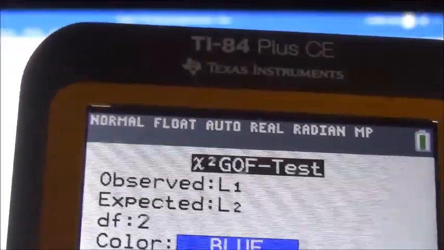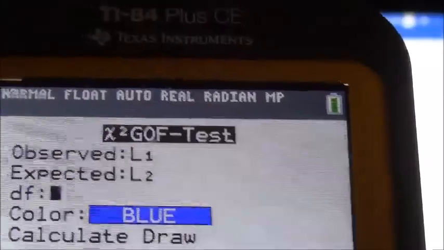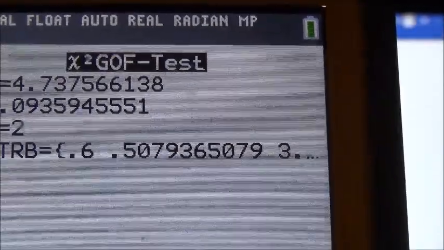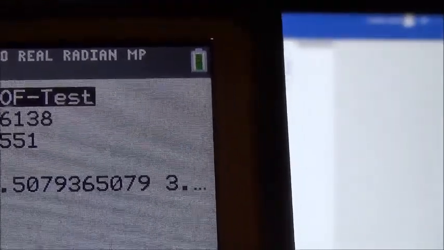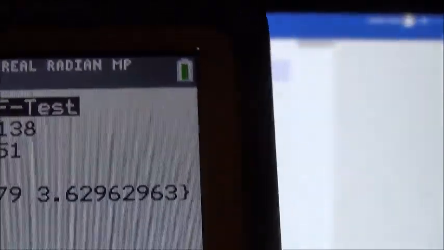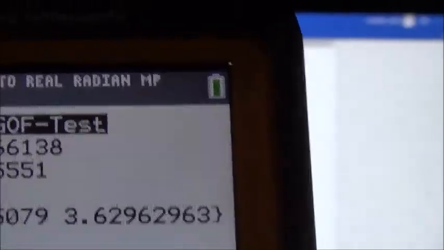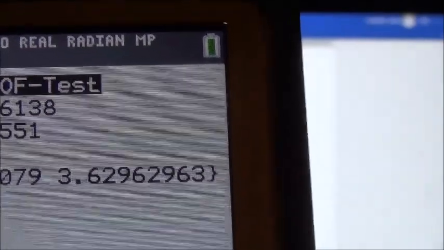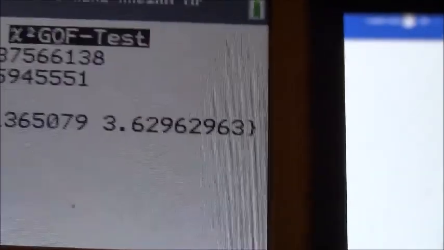I have my observed in list 1. I have my expected in list 2. My degrees of freedom, we had 3 numbers, so 3 minus 1 is 2. We can leave that at 2 and go down to calculate. And the CNTRB, we're going to have those values. For the receptive, the first value we got was 0.6. The next one you can see they have entered in 0.508 when they rounded that off to 3 places. And then the third one, we're going to use 3.630 because I have to round my 29 up to 30. So 3.630. Then we're going to repeat that for the not receptive.